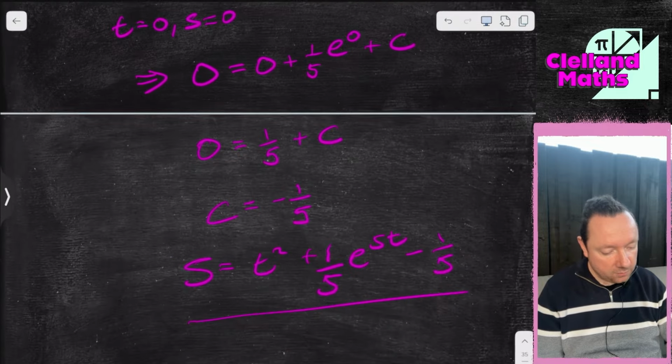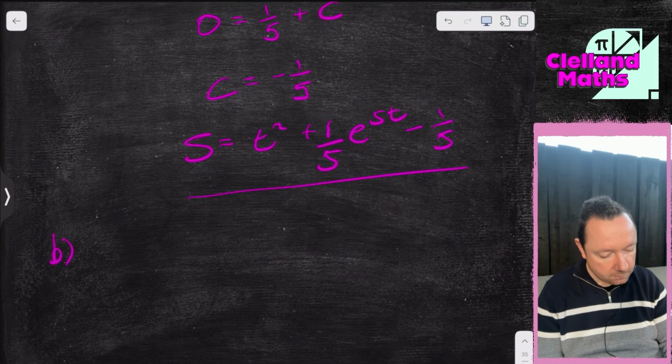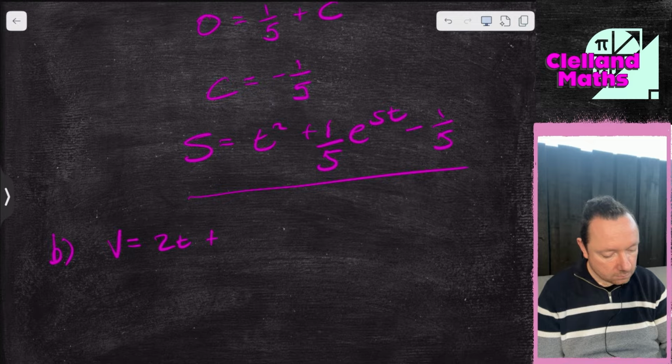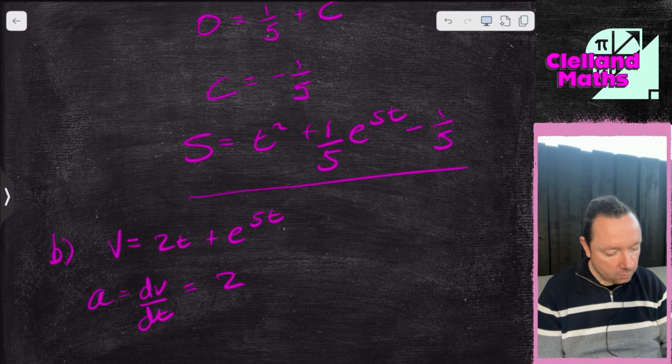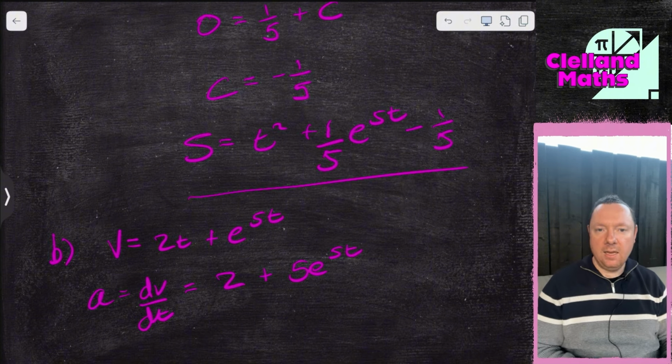Part B, show the acceleration is always positive. So v is 2t plus 5 e to the 5t, and a is dv by dt, which is 2 plus 25 e to the 5t. So we kind of need to show that, is this always positive somehow?